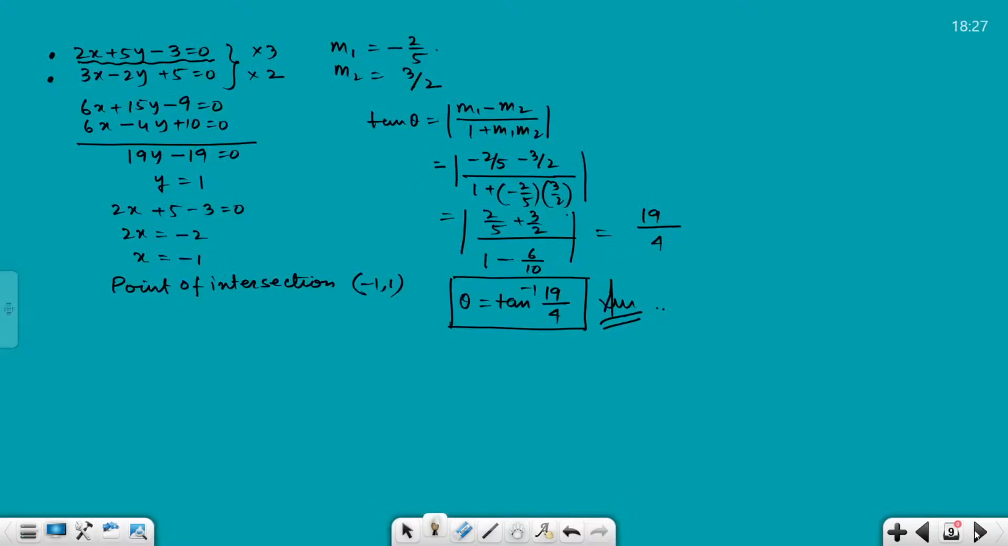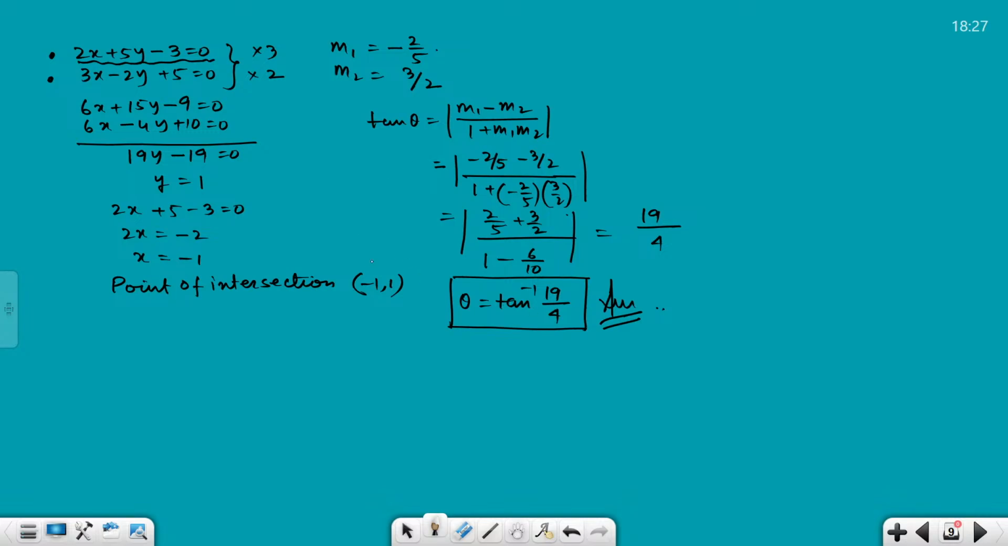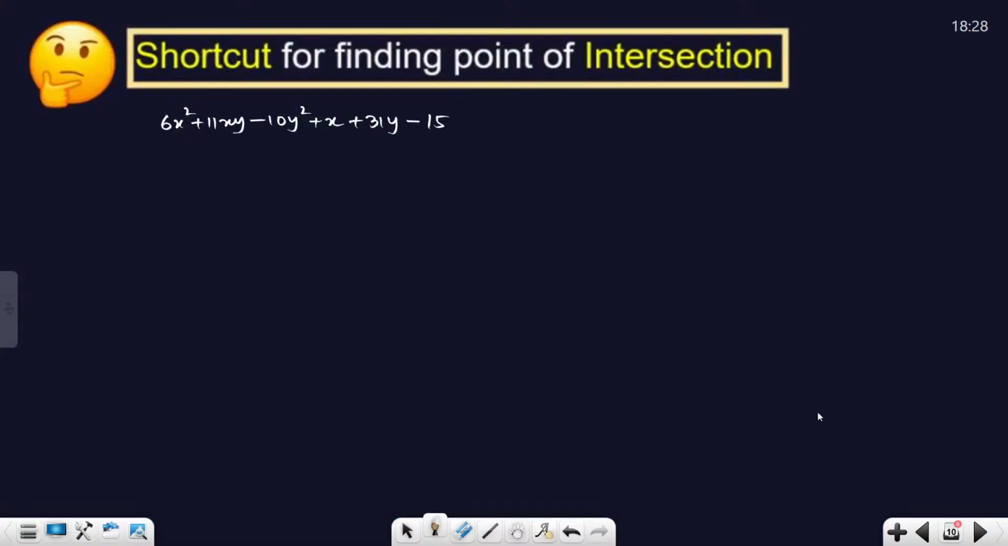Now I'm teaching you a shortcut method of finding out the point of intersection. We have already got the point of intersection over here. The answer was minus 1 comma 1. Now we will check whether the same answer is coming by using this shortcut method or not. So let me write, this is a function f. Now a new thing that you have to know is what is called partial derivative.